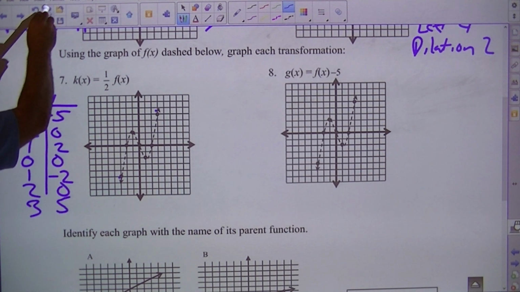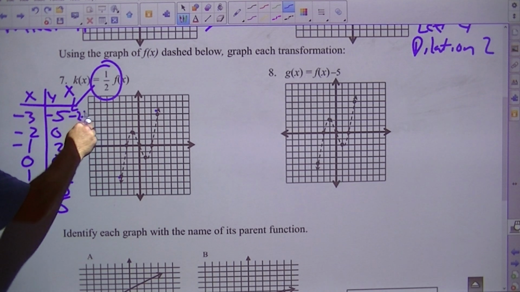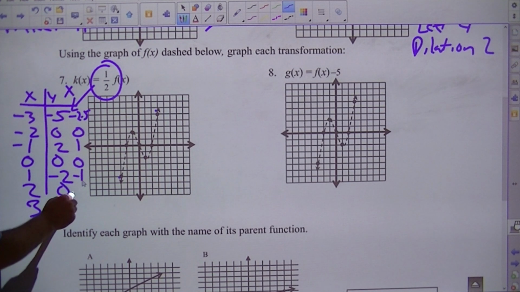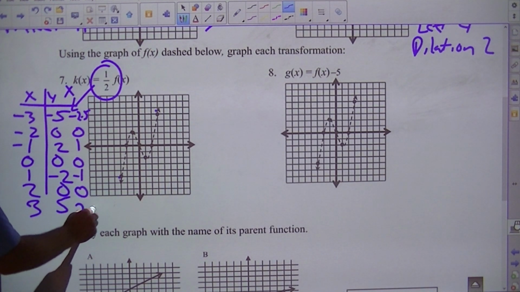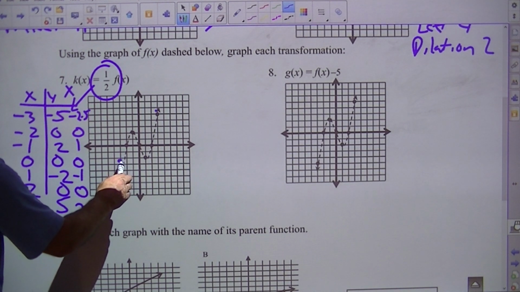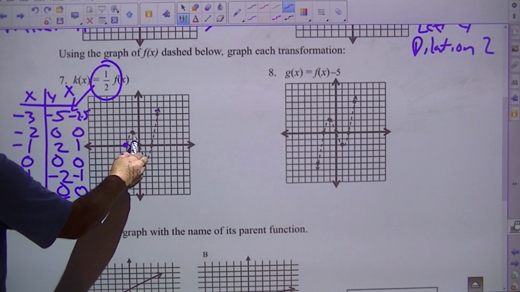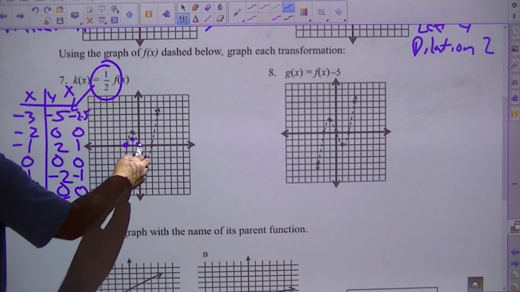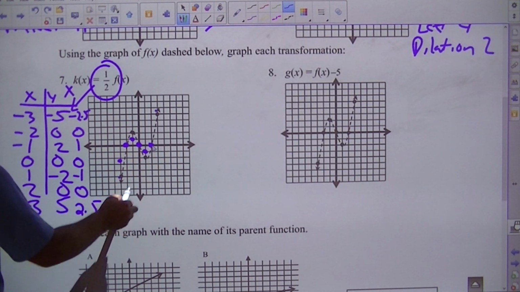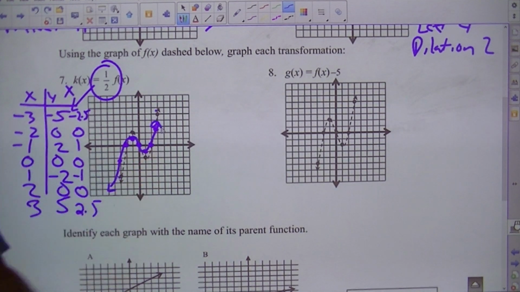Alright? So I'm going to multiply that. Alright? So that's going to be negative 2.5, 0, 1, 0, negative 1, 0, positive 2.5. So I just regraph those points. Negative 3, 2.5 would be here. Negative 2, 0 would still be there. Negative 1, 1 would be here. 0, 0 still there. 1, negative 1 now is there. 2, 0 still there. 3, 2.5 is there. So what ends up happening is it's just a little bit shallower of a graph.